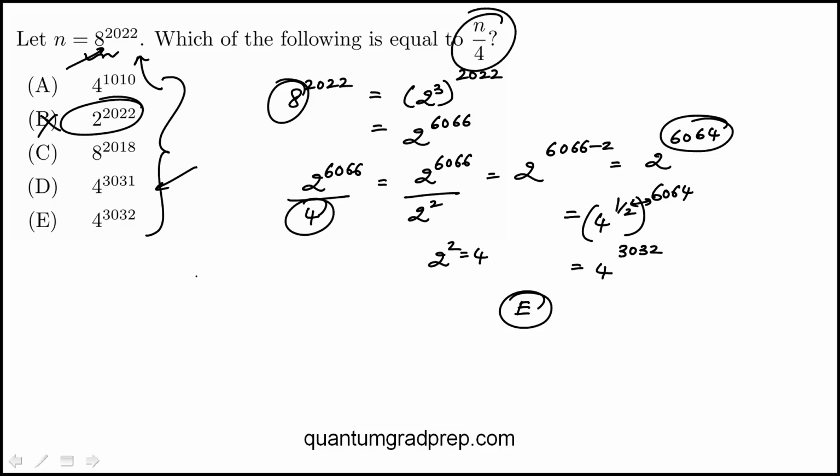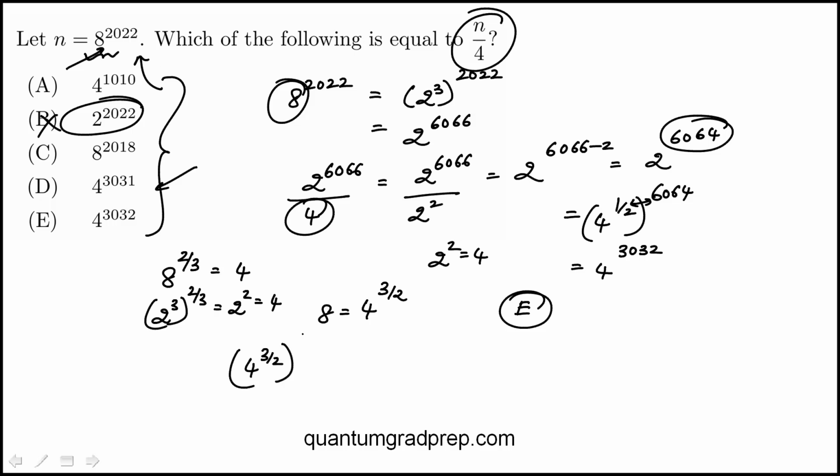Now, another way you can do this problem is to notice that 8 to the power of 2/3 is 4. And the way it comes from, you may have seen this kind of a manipulation. Or, in other words, if you want to go directly, that means that 8 is equal to 4 to the power of 3 over 2. So you can actually just replace that 8 in terms of that, and then you're dividing it by 4.